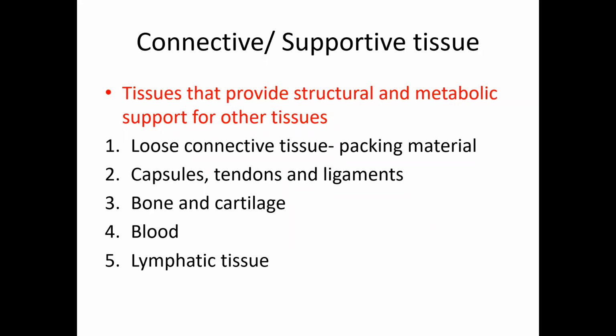And of course, you get capsules of the joints, tendons, and ligaments, which surround the joints and are linked to the bones and the muscles. Bone and cartilage are also considered connective tissue, and they give structure to the whole human body. The main framework of the body is created by the bone and the cartilage. Blood is also a connective tissue, in a liquid state, which helps in metabolic support to other tissues. And with the blood, you get lymphatic tissues as well. Lymphatic tissue is mainly involved in the immune system.